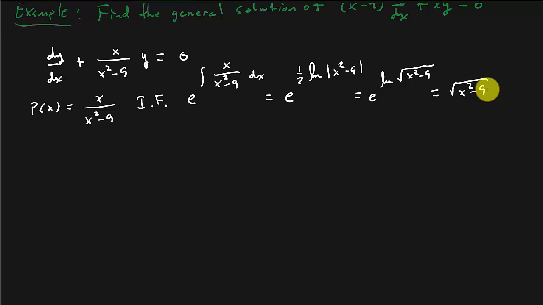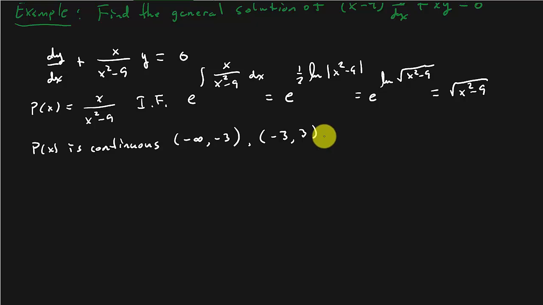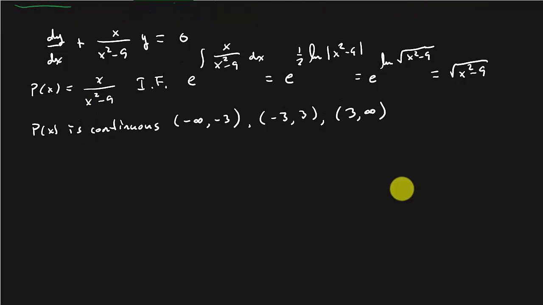Now, let's notice that p of x here is continuous from negative infinity to negative 3, negative 3 to 3, and 3 to infinity, right? Because we can't have 0 in the denominator of a fraction. All right. So now let's go ahead and multiply each term.